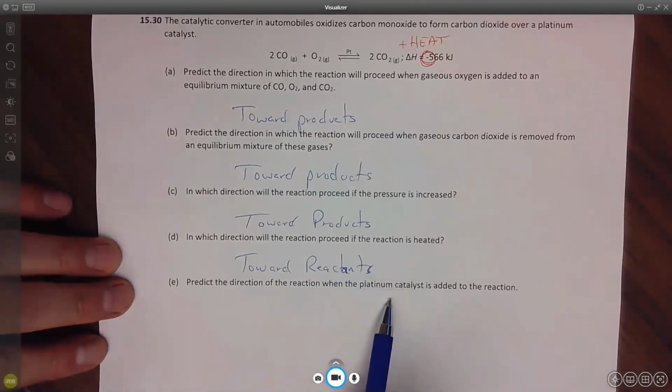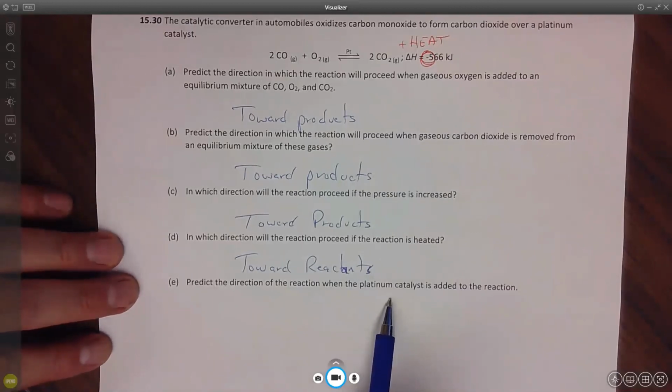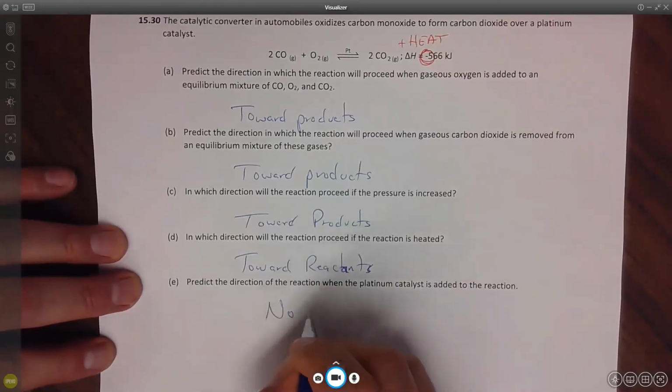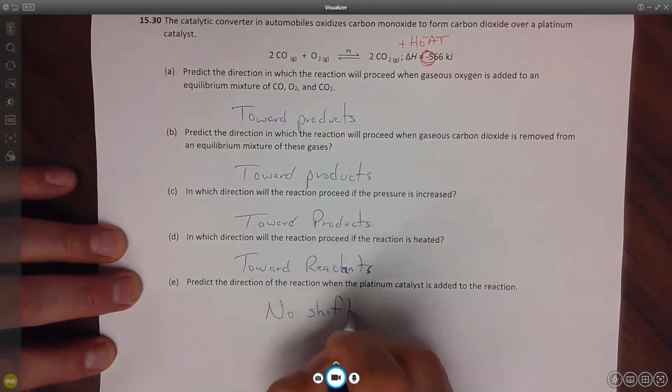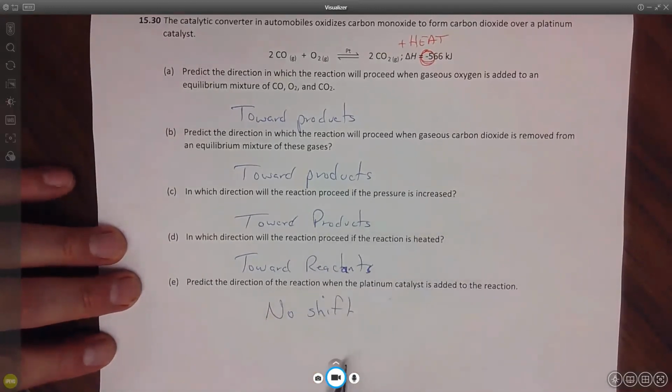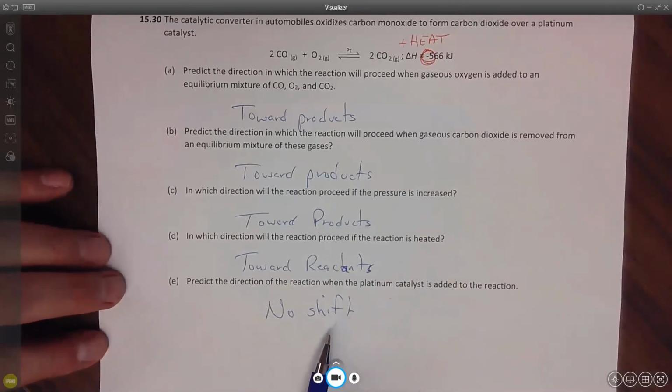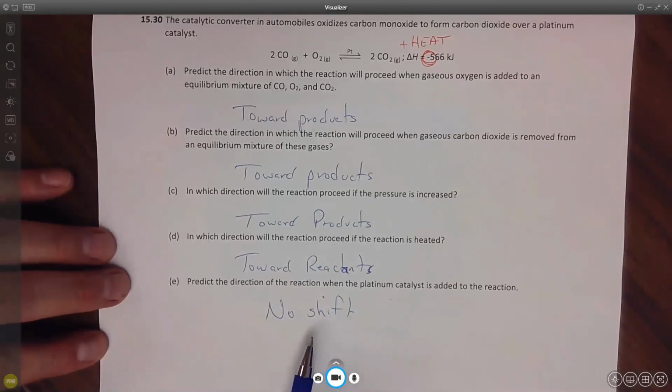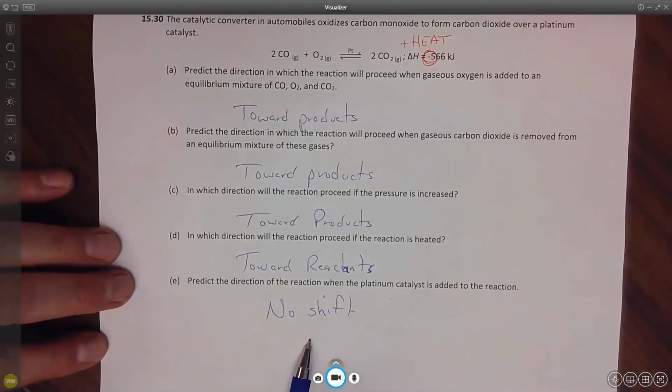The catalyst, all the catalyst does is speed the reaction up. It does not affect equilibrium, right? So there's going to be no shift. The only thing it's going to do is get us to equilibrium faster. It's not going to actually affect the reactants or the products.